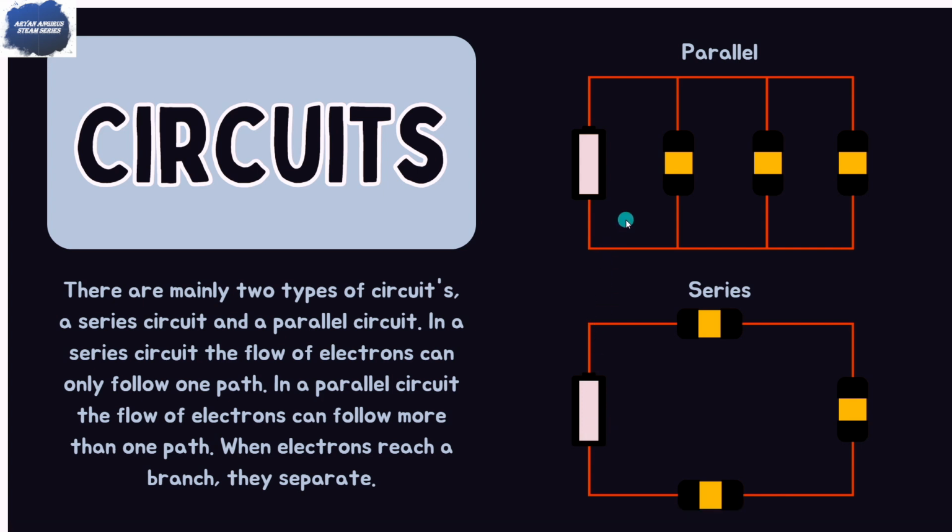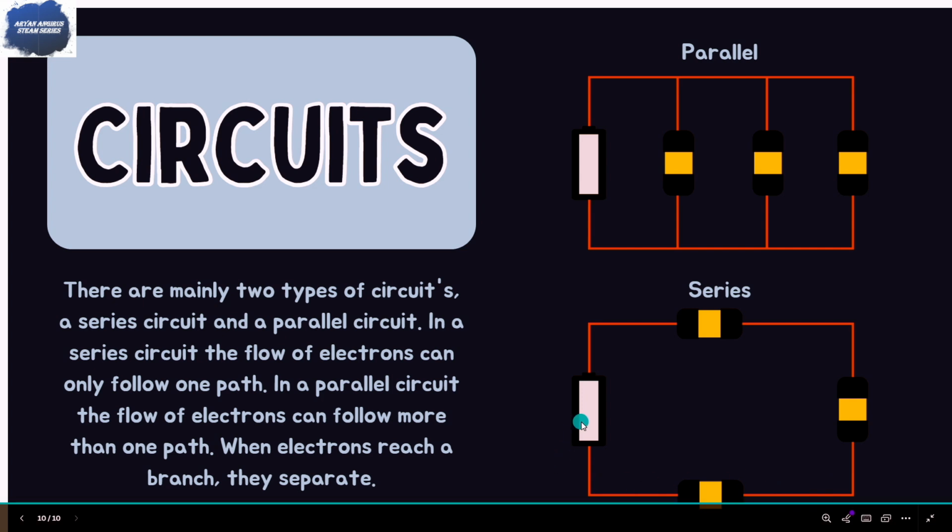And in a parallel circuit, the flow of electrons can follow more than one path. So when the electrons reach a branch, like here, they can separate. They can either go here or here, and same thing here. But let's say that in this series circuit, this bulb stops working and it breaks the circuit. The circuit isn't complete anymore. It means when the electrons reach this point, they can't get to the other side and complete the circuit. So if this is turned off, the rest will be turned off too.